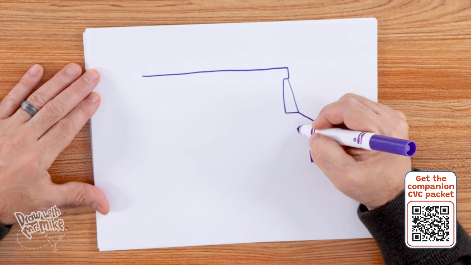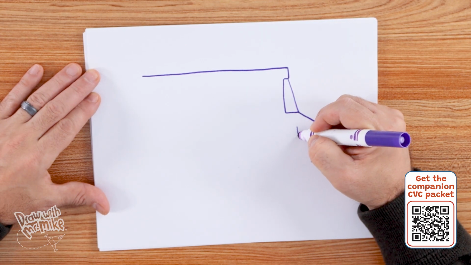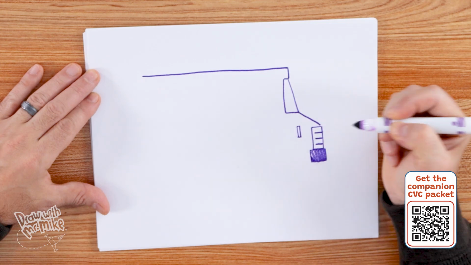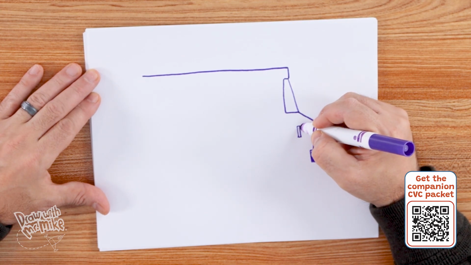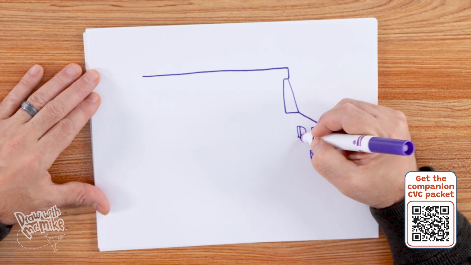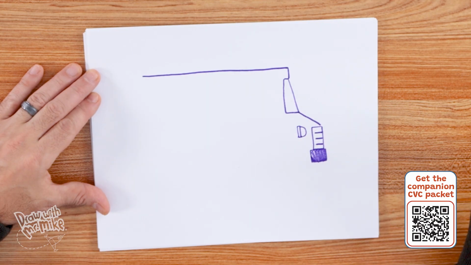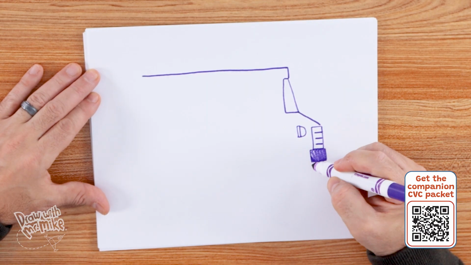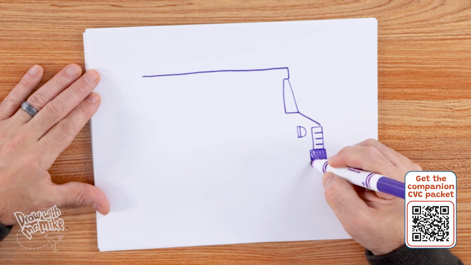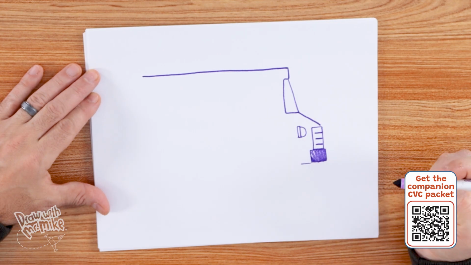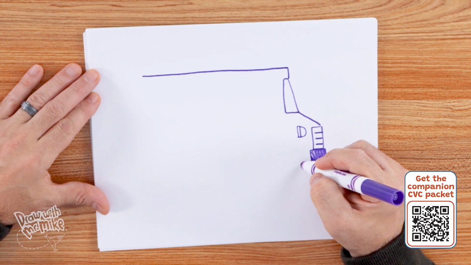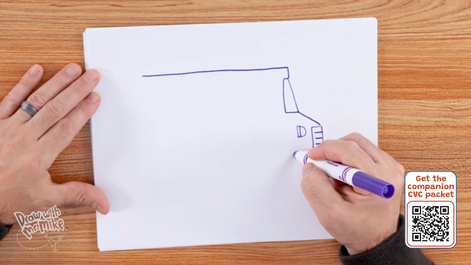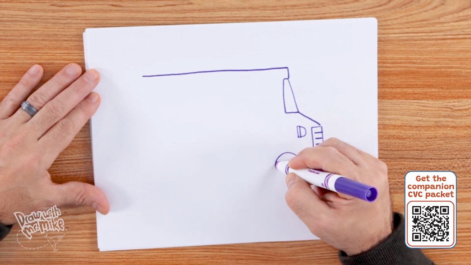Next, we're going to add another rectangle right here with a half circle. So it's just a curve that's going to go from here to here. Next, let's add another short line right there. And then we're going to add another half circle right here.